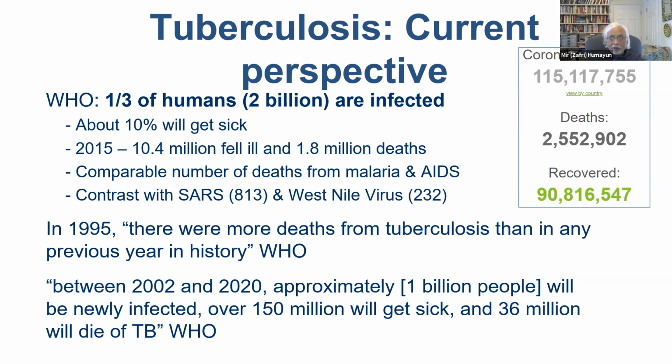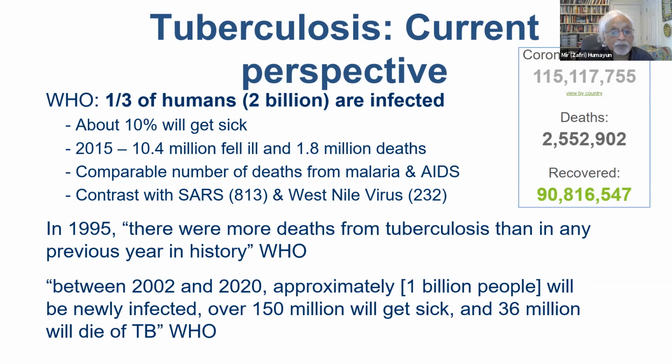According to the World Health Organization, one third of all humans are infected by TB. This is a staggering number. This is unlike any other pathogen that we would have studied during the course of this course, right? About 10% of those 2 billion people will get sick, and some specific numbers are for 2015, more than 10 million people had active TB, and there were nearly 2 million deaths.